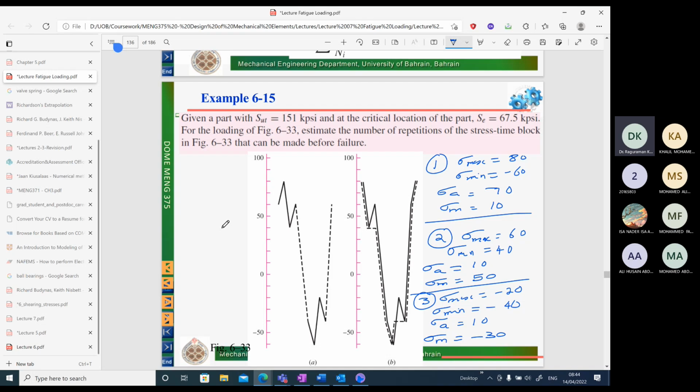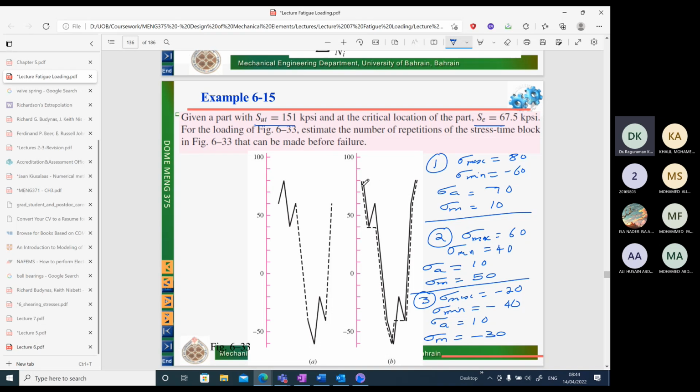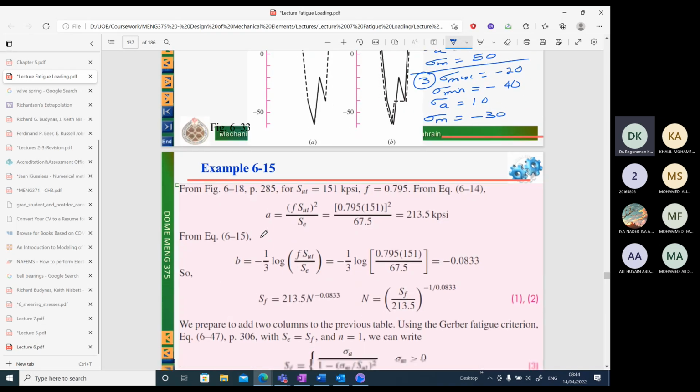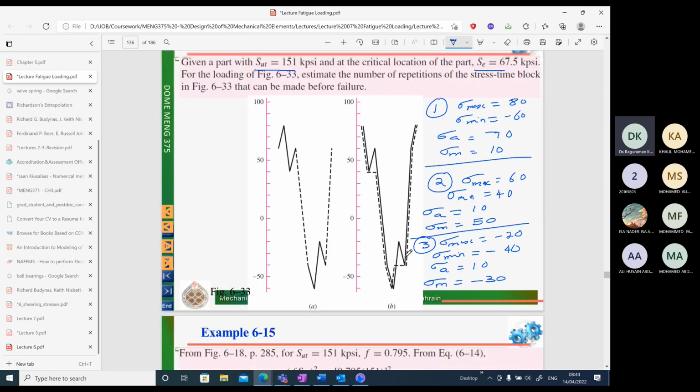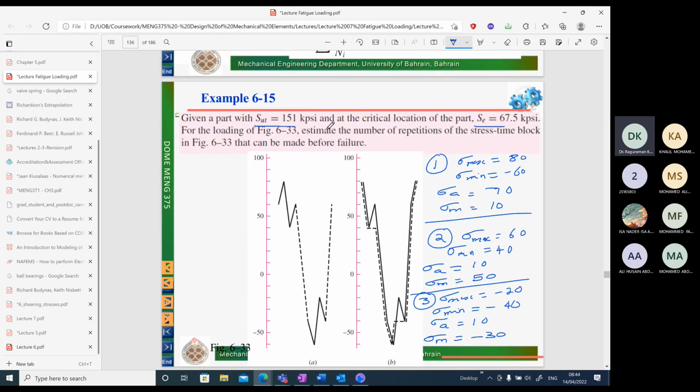So here we also need to figure out what are the material properties, but we are directly given the SC value here, SUT value here. Now these are the sigma A and M values. Let's see here. They have used a particular method. They are using the Gerber fatigue criteria. Remember that in the problem you are not asked to use a particular method, but you can choose any method, Gerber or Goodman or whatever you want to choose. So let's choose the Gerber method.